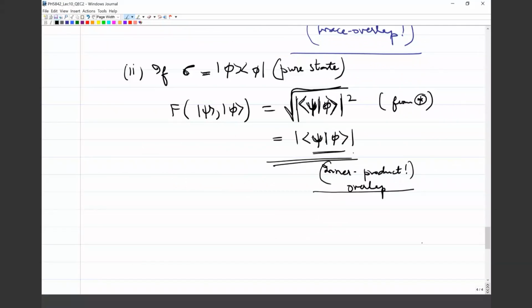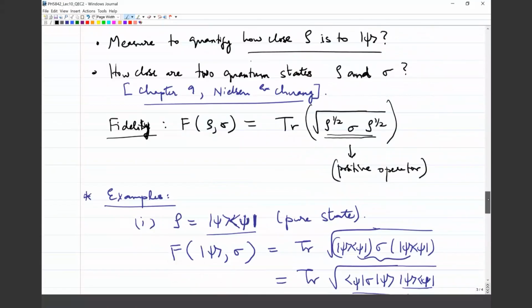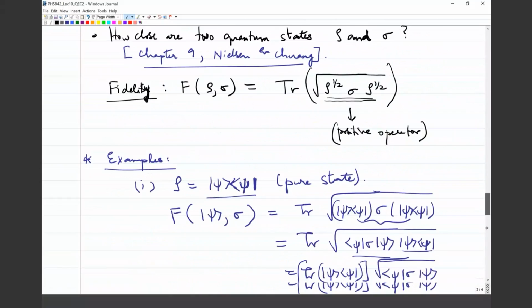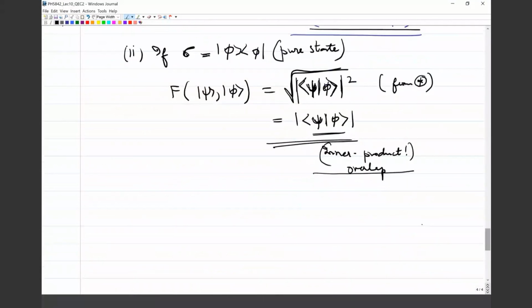But even if one of them is mixed, then I need to go to something like a trace overlap like this. And indeed, this measure that I've written out here, which looks very complicated, reduces to these simple cases: just the inner product when it's a pair of pure states, and just the trace overlap, or the expectation value of the mixed state in the pure state, when one state is pure and the other is mixed. Let's now look at other cases.